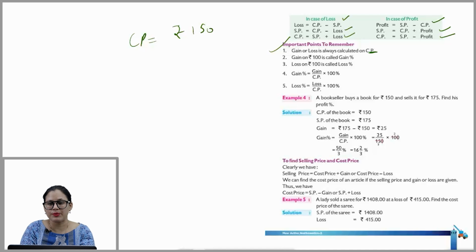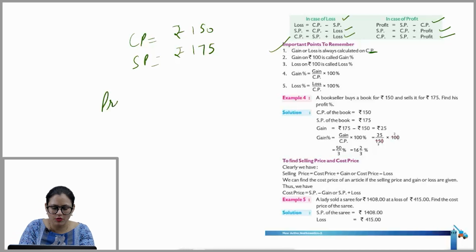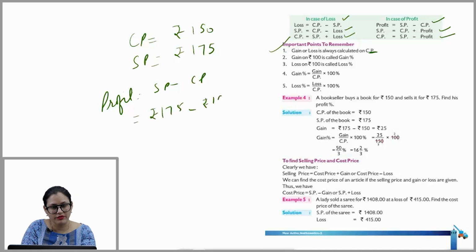Okay, example: a bookseller buys a book for rupees 150, that is, cost price is rupees 150, and sells it for rupees 175. So SP is rupees 175. Find his profit percent. So how to find profit percent? First we will find his profit. Okay, so profit is what? Profit is SP minus CP. So rupees 175 minus rupees 150, and there is a profit of 25 rupees.